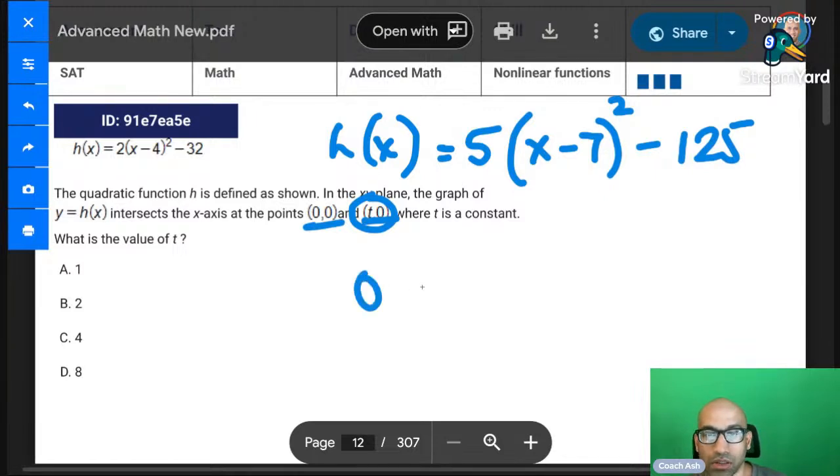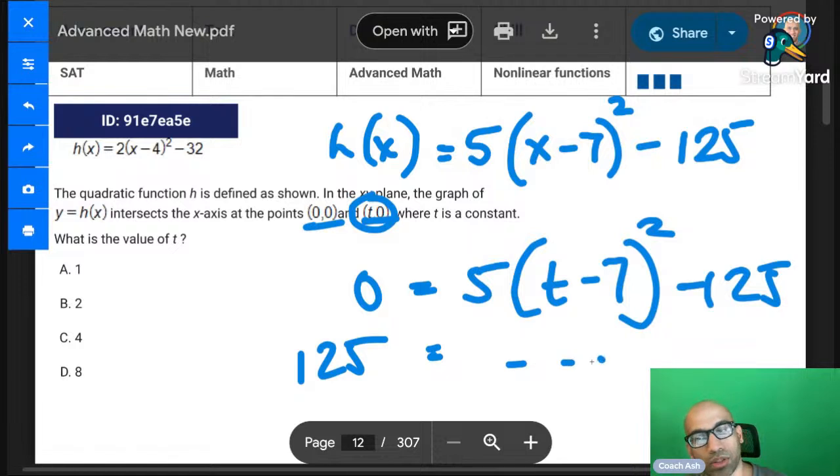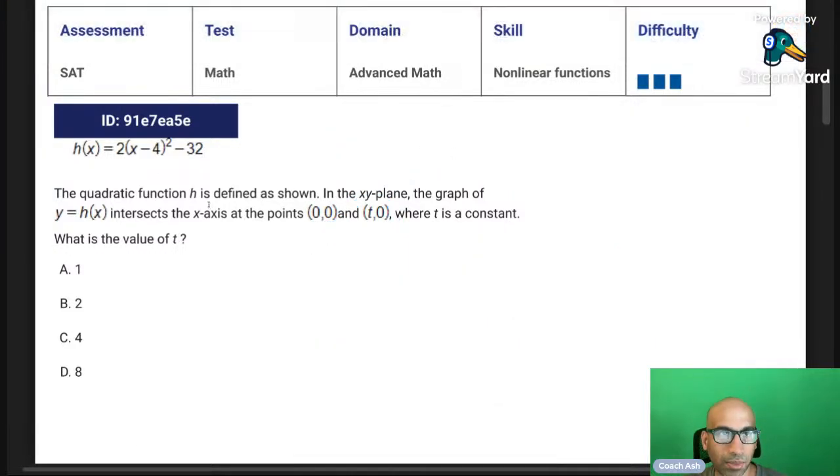So you've got 0 is equal to 5 times (t minus 7) squared minus 125. You move the 125 here, and then I'll leave it with you on how to solve this. If you still have difficulty, post your answers, comment, and let's see if you can solve it. Okay, great. All right, so this was the math part.